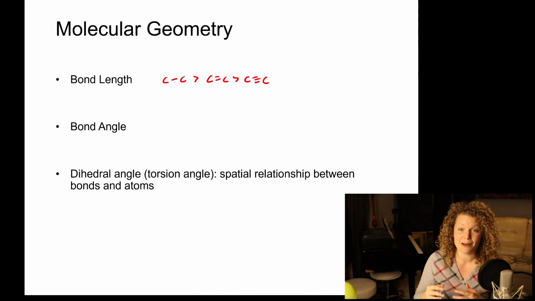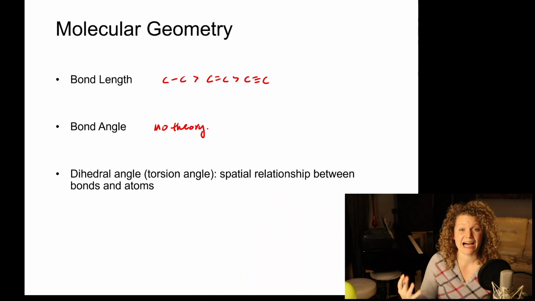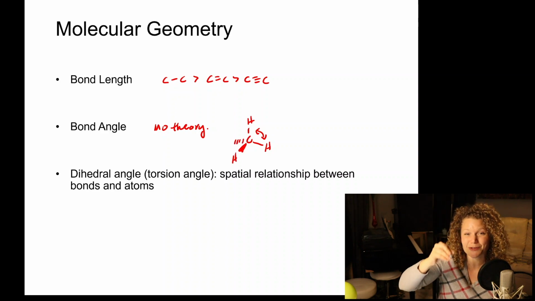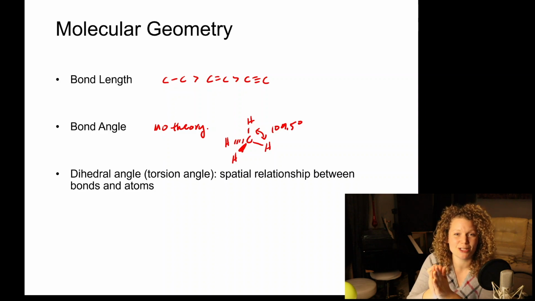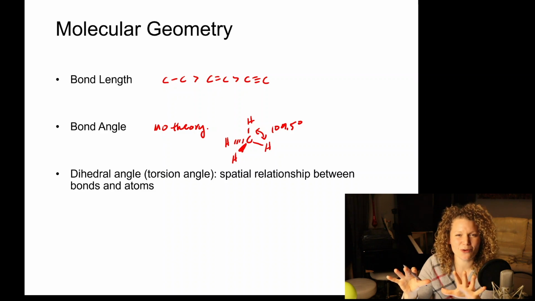We've also looked at bond angles, and this is where we used our MO theory, molecular orbital theory, to look at things like hybridization and to see that for, let's say, methane, the angle between the CH bonds, the HCH angle there, is around 109.5. Now, one of the things we haven't talked about yet is dihedral angles, which describe the spatial relationship between a bond and the atoms. So let me show you what I'm talking about.